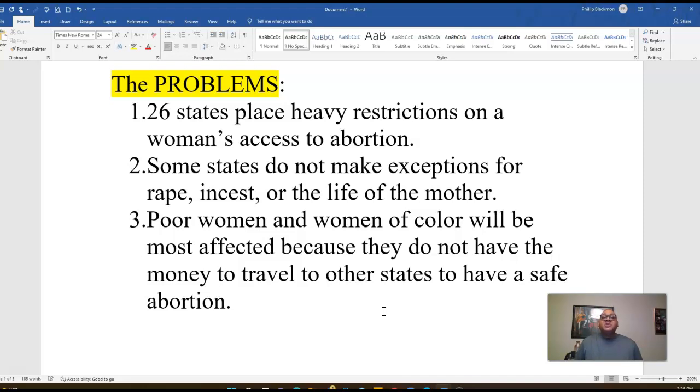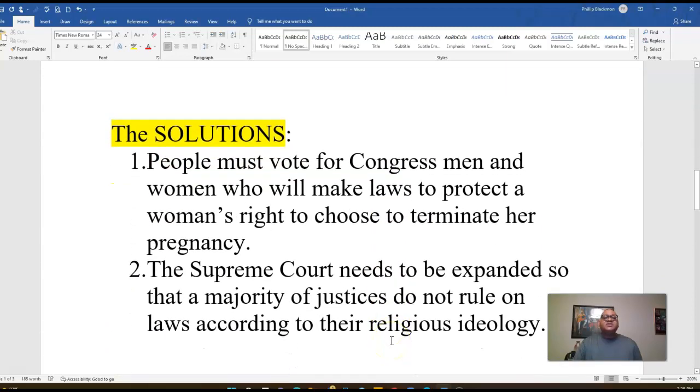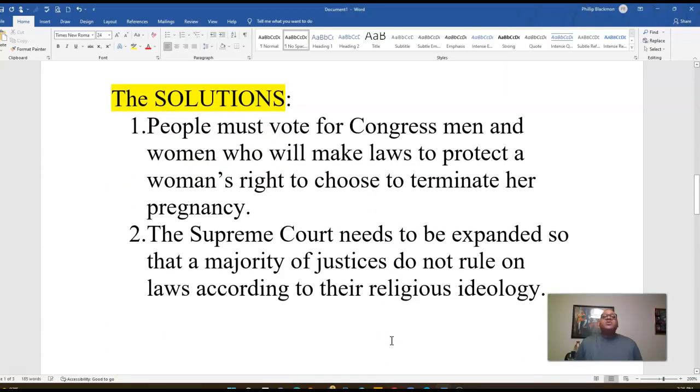So here are the problems. You have a situation, the Supreme Court returning the right to make laws regarding abortion to the states. Here are the problems that situation creates. The next section of your paper has to do with solutions. What are things that people can do in order to solve the problem? Here I have two things people can do.